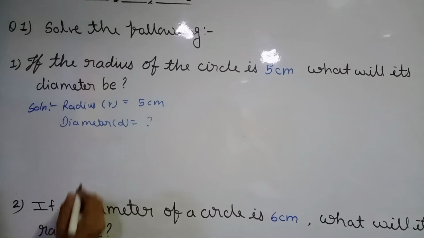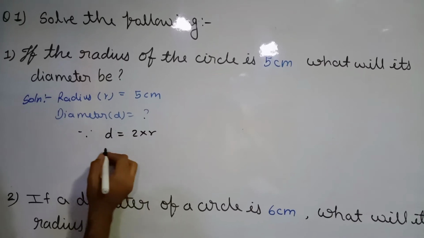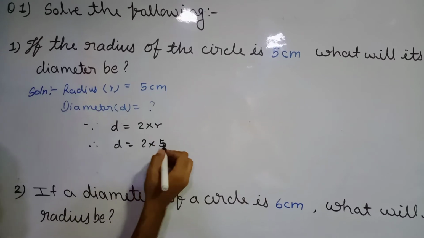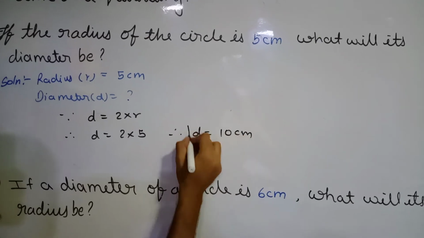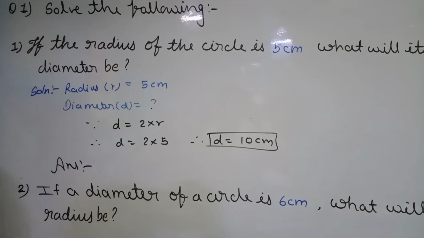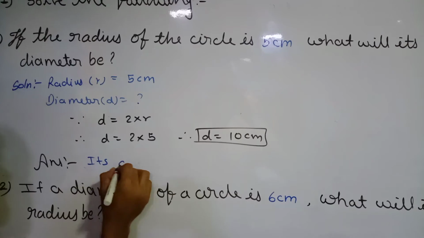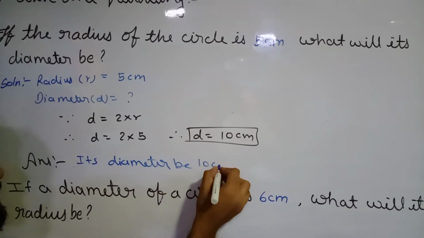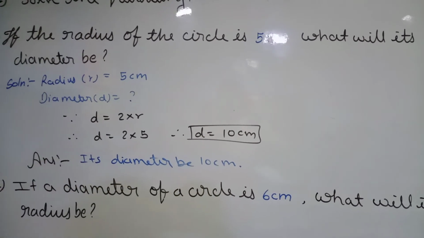Because D is equal to 2 into R. Therefore D is equal to 2 into R, and we have R as 5. So therefore D is equal to 10 centimeter. Now we have to write the answer in the form they are asking. What will its diameter be? Its diameter will be 10 centimeter. If the radius is 5 centimeter, diameter will be 10 centimeter.